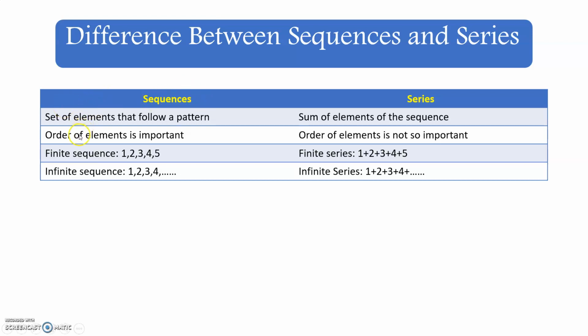The second point: the order of elements is important. In a sequence, it must follow the order. In a series, the order of elements is not so important, so here you do not need to follow the order.